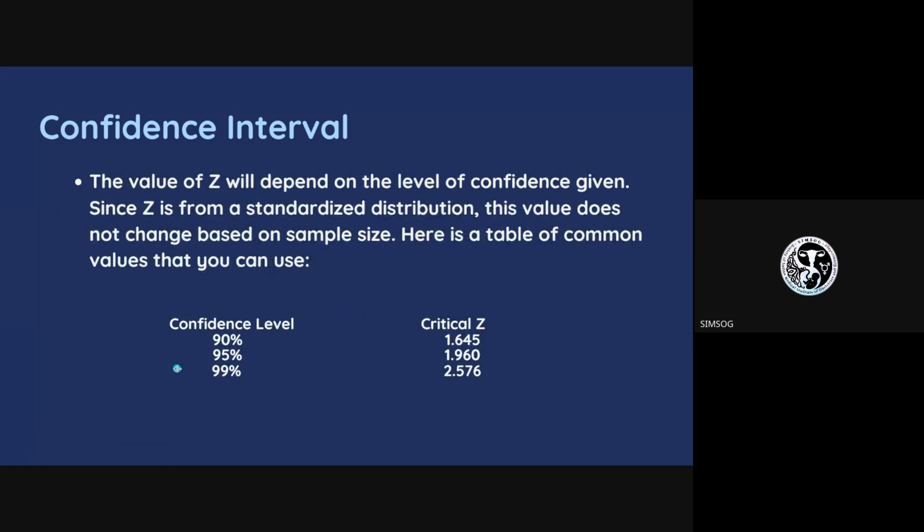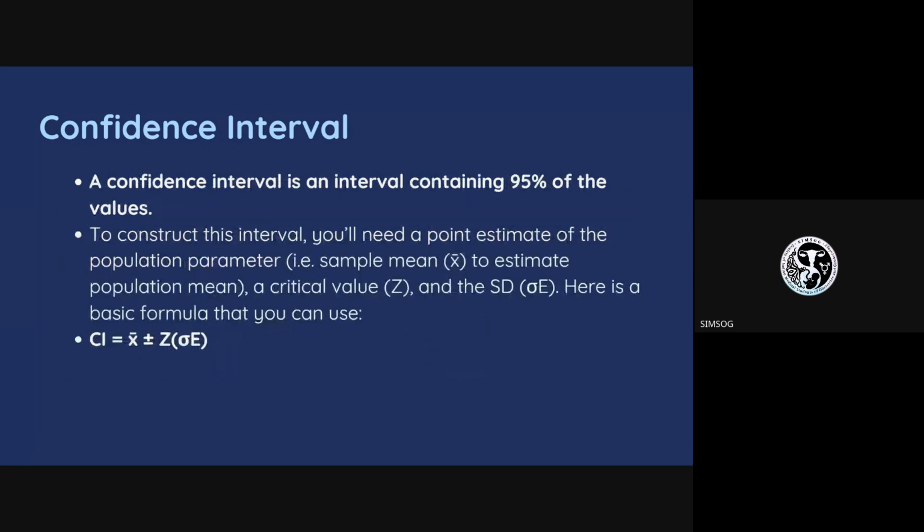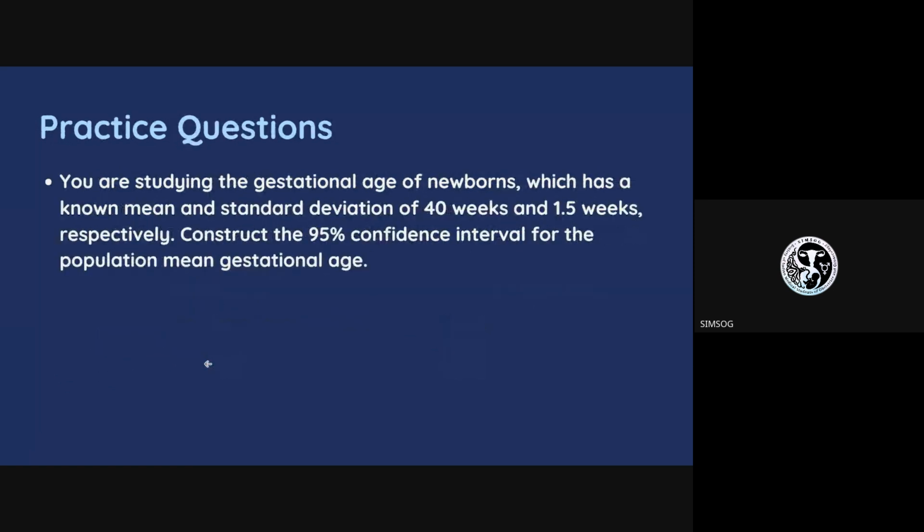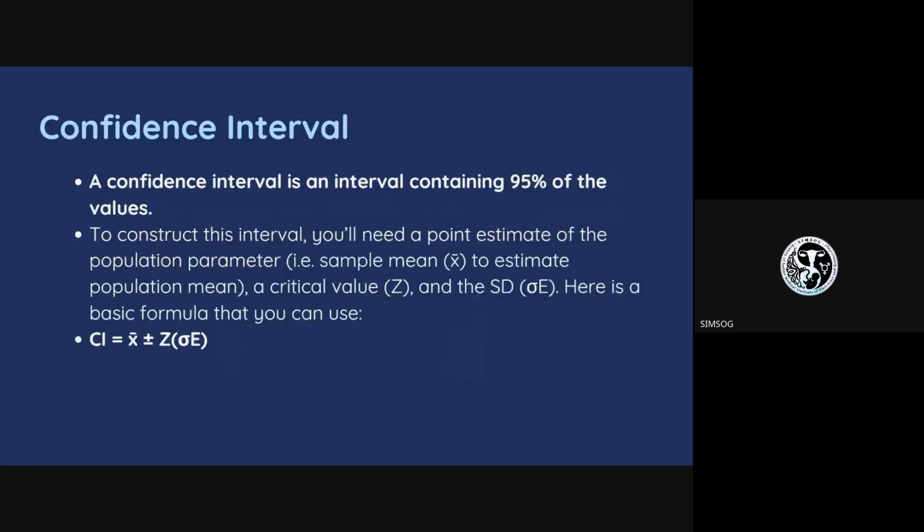Remember the Z is from the confidence interval which we want, which is 95%. So 1.96, we can approximate it as 2. So 40 plus minus 2, and the standard deviation was given as 1.5 weeks. So 40 plus minus 2 into 1.5, which is 3. So 40 plus minus 3.